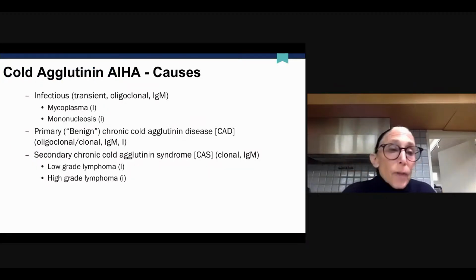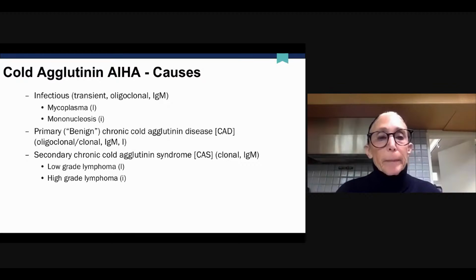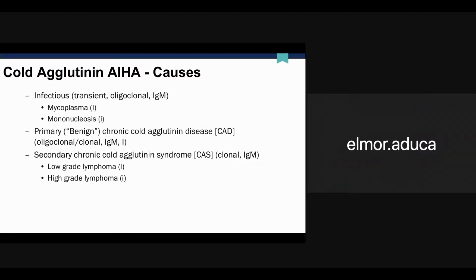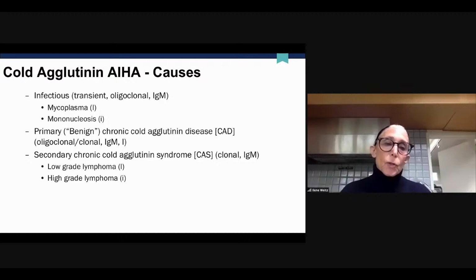All right, causes of cold agglutinin autoimmune hemolytic anemia. Infection: these are usually transient. You usually don't have to do anything about it. Mycoplasma being the most common infection, EB virus mononucleosis with little I, the second most common. I know that in the US, that's a board question for internal medicine. They always ask that. So big I for mycoplasma, little I for mono.